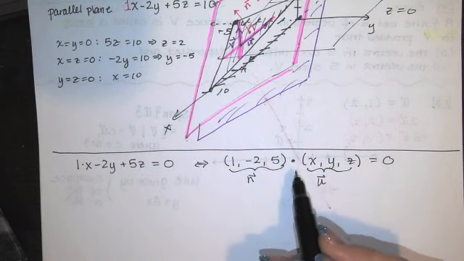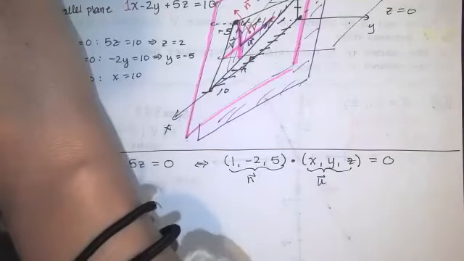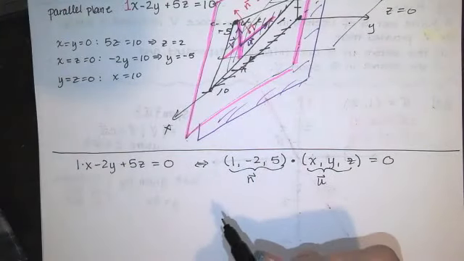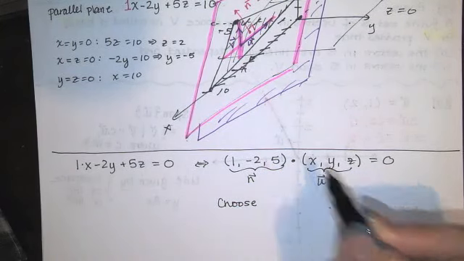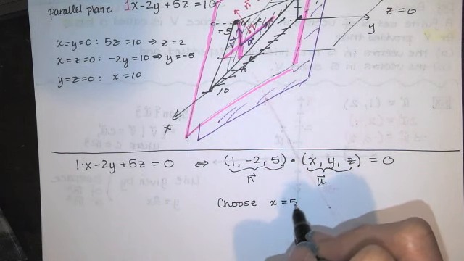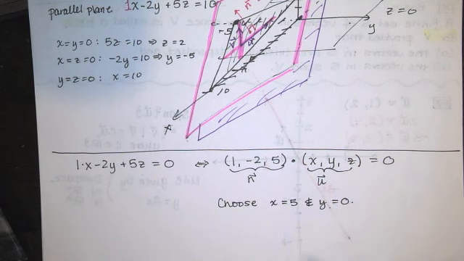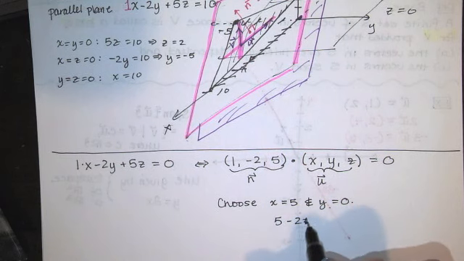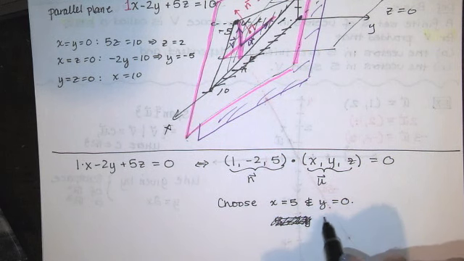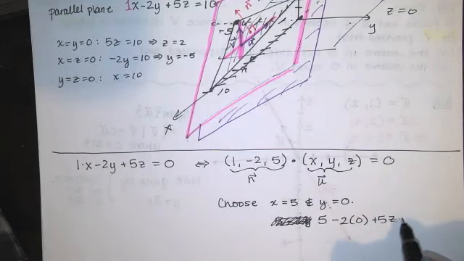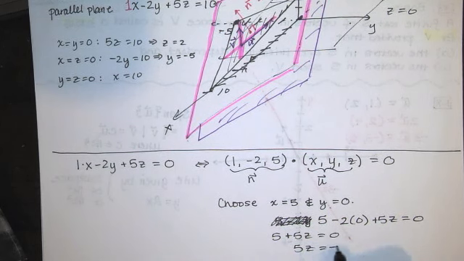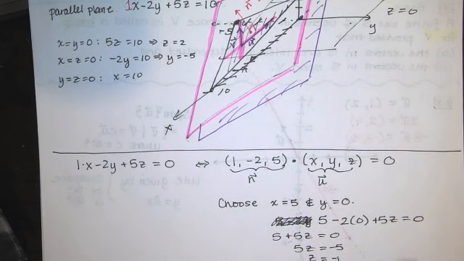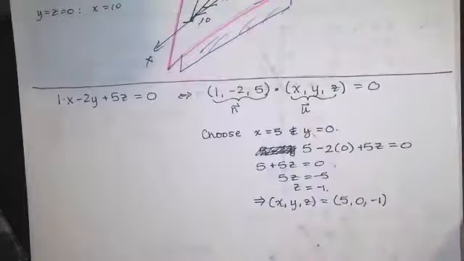So maybe in order for everything to cancel, whoops, sorry about that. In order for this dot product to be 0, I might choose for x to be equal to 5 and y to be 0. If x is 5 and y is 0, substitute into that equation there. We'll have 5 minus 2 times 0 plus 5z equals 0. That gives us 5 plus 5z equals 0. So 5z would have to equal -5, or z is equal to -1. So that tells us that the vector with components x, y, z equals 5, 0, -1 is in that plane.